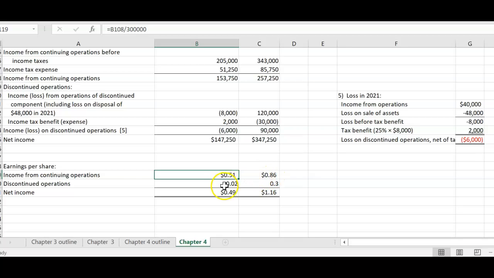Now, the discontinued operations in 2021 would be the deficit of $6,000 on B114 divided by the 300,000 shares outstanding, which gives you 2 cents deficit, which our overall earnings per share is 49 cents. And the same calculation would be performed on the discontinued operations, which would be the 90,000 divided by 300,000, which is 30 cents. And the net income earnings per share is $1.16.